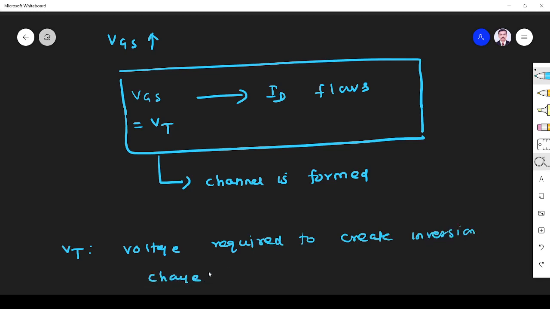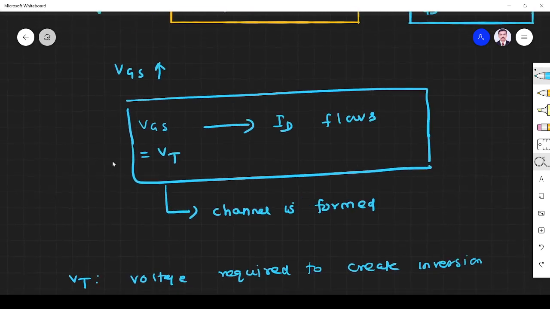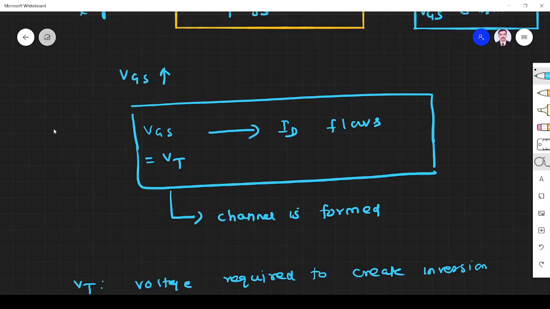Simply, we can say that it is the gate voltage required to turn on the MOSFET. That's what we are studying, right? So when VGS reaches VT, only then will the MOSFET turn on, and only then does current flow. That is called the on state. Before that, the MOSFET is off. So these are all the points we have to remember. This is very, very important, right?